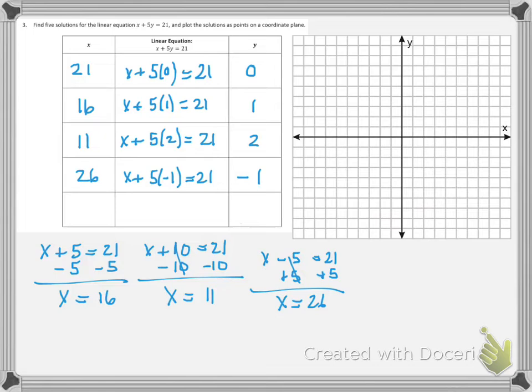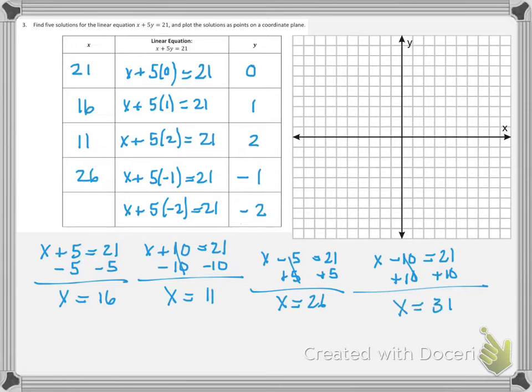Okay, and then if y is negative 2, we would have x plus 5 times negative 2 equals 21. And that is x minus 10 equals 21. We'd have to add 10 to both sides, and that gives us x equals 31. So there we have it. We have x values and y values, and those are our coordinates. So we can now plot those on the coordinate plane.